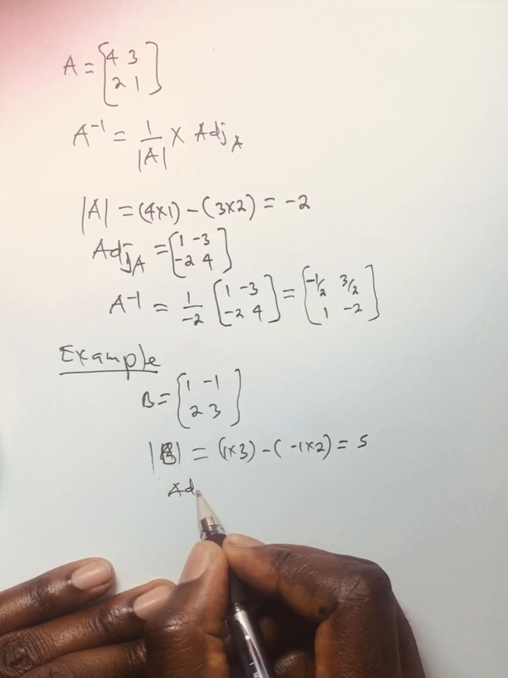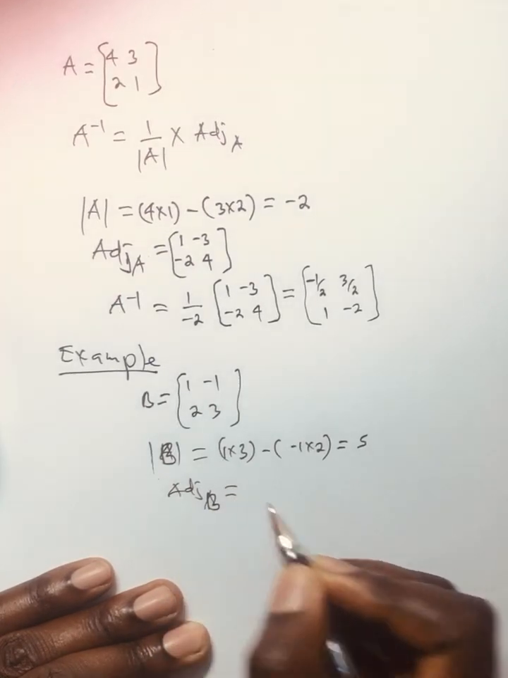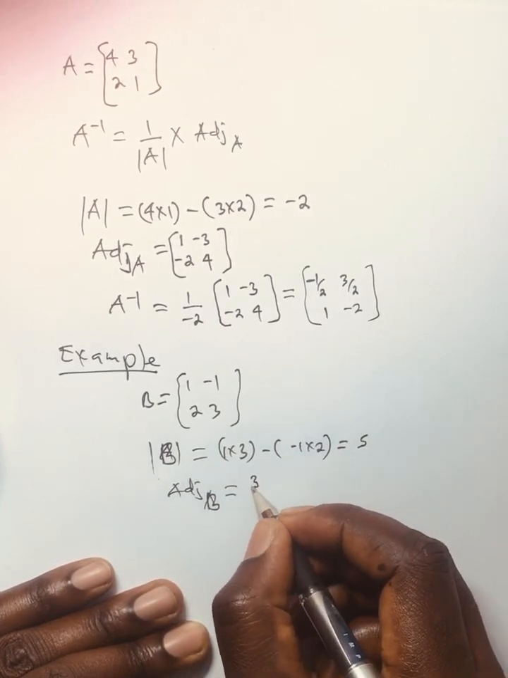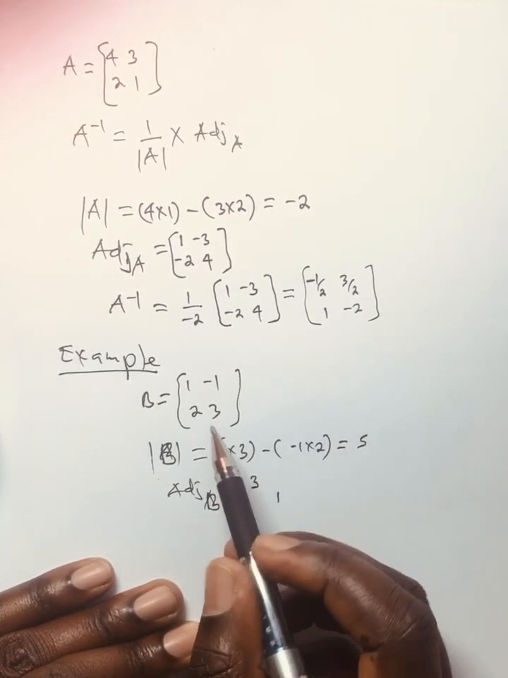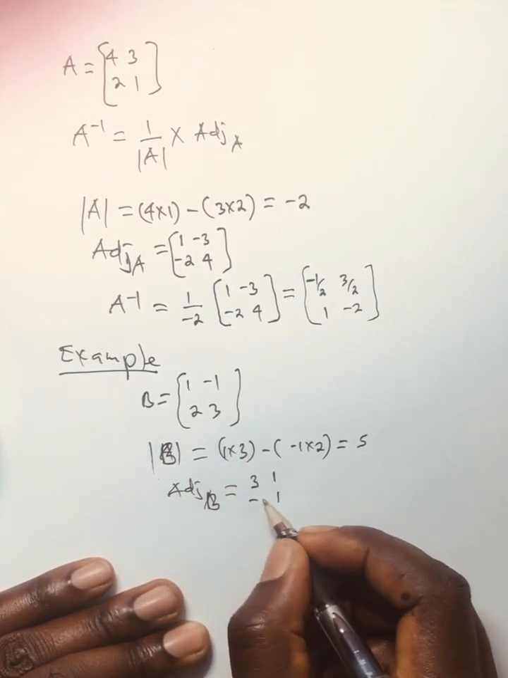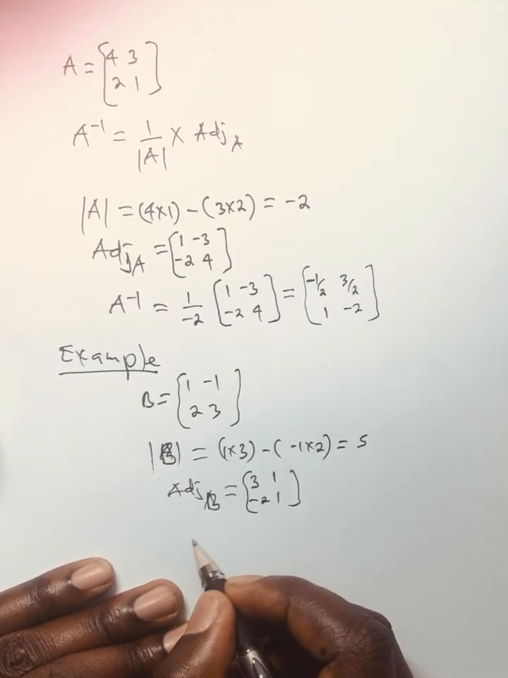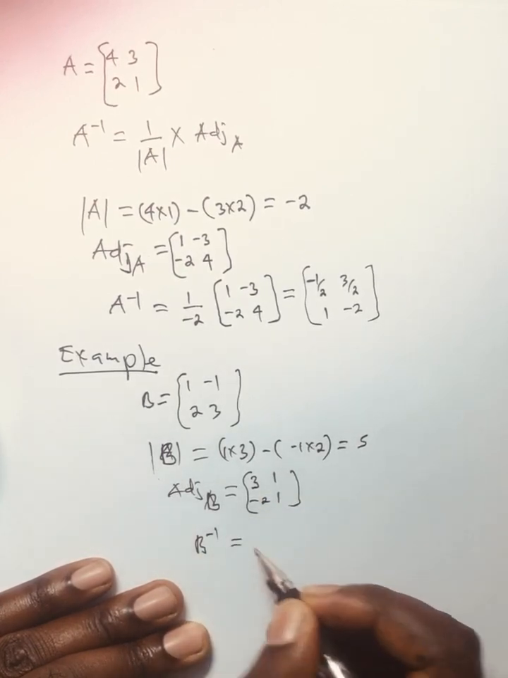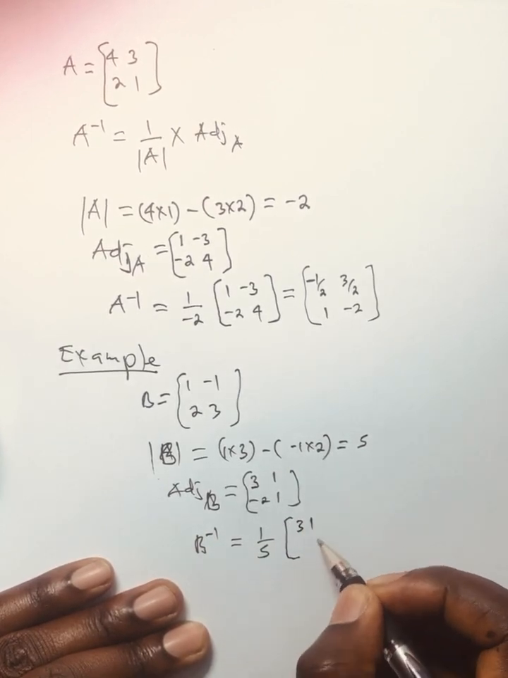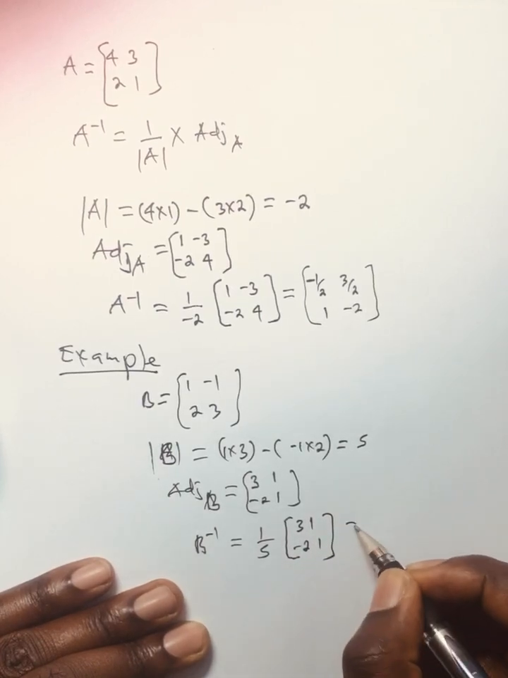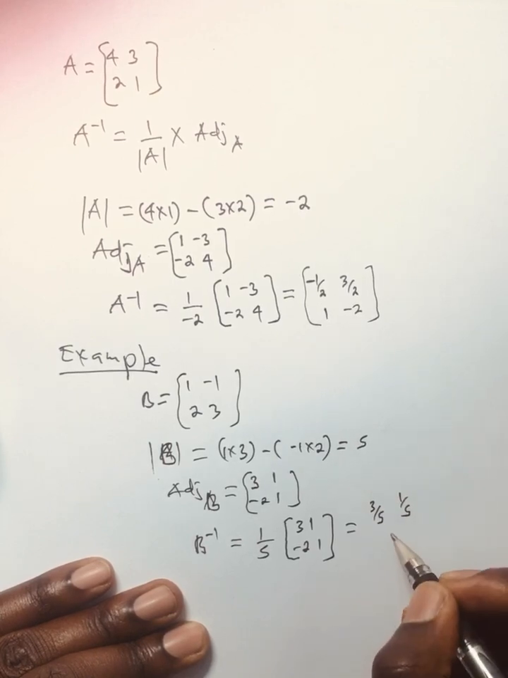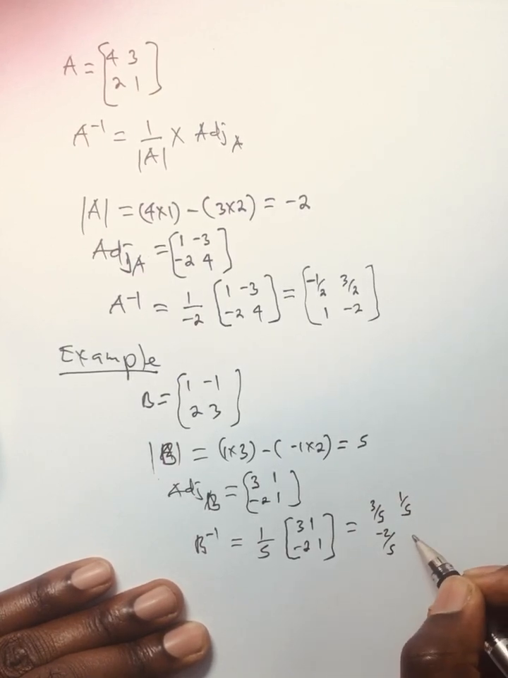Then the adjoint of the matrix B will be, if you switch the terms in the main diagonal, you have 3 and 1 there, and then you change the signs of the members of the other diagonal. That will be 1, and this will become negative. So the inverse of B will be 1 over 5 times 3, 1, negative 2, 1, which will be 3 over 5, 1 over 5, negative 2 over 5, and 1 over 5.